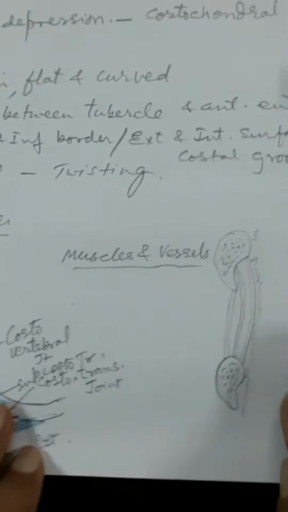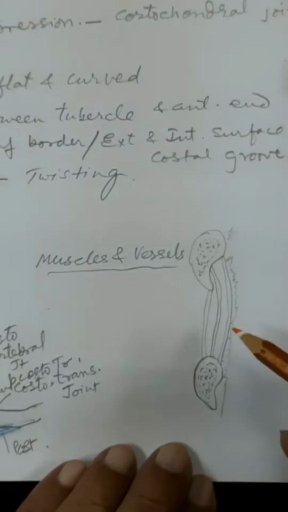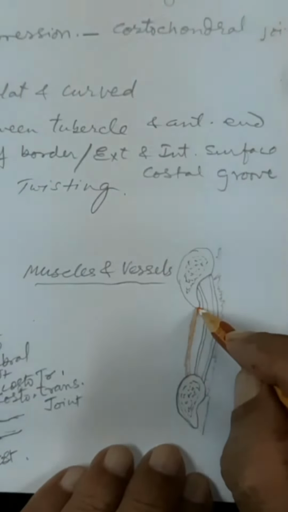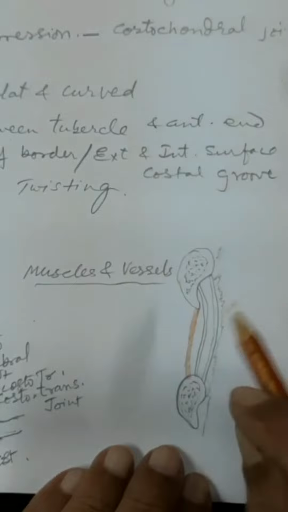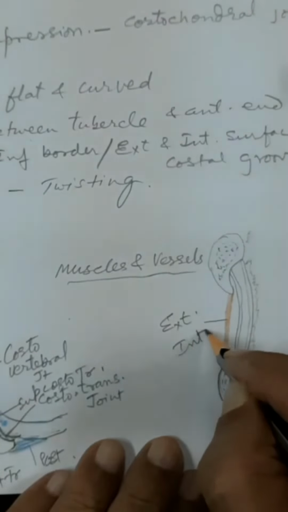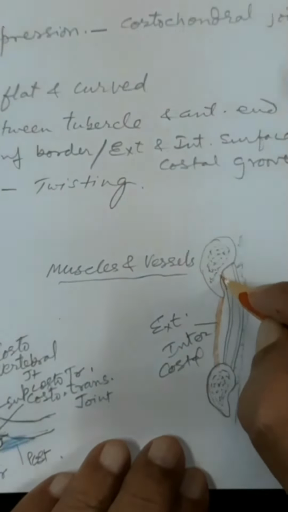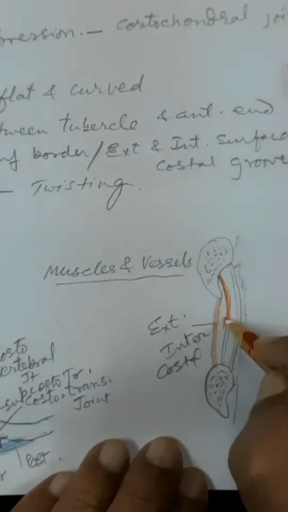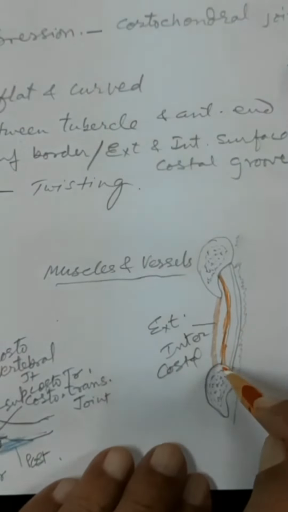Let us come to the muscles and vessels in relation to this. Now, three muscles which are called intercostal muscles are attached to the adjacent sides of the ribs. The muscle which starts from the lower sharp margin of the subcostal groove and goes to the upper border of the lower rib is called the external intercostal. Then there is a second muscle which starts from the floor of the subcostal groove of the upper rib and goes to the superior border of the lower rib.